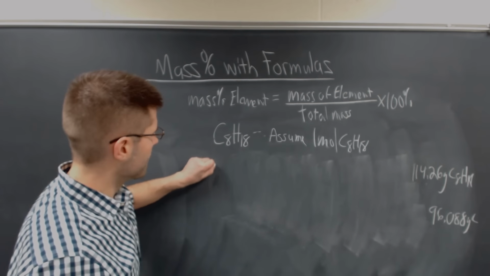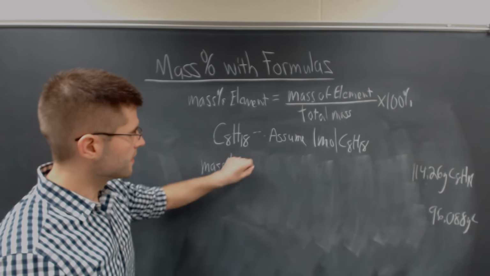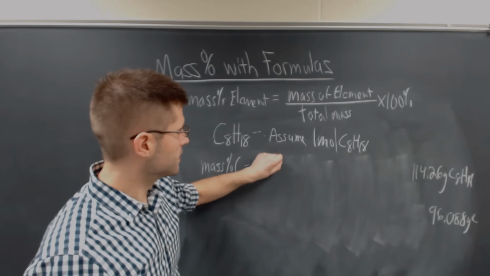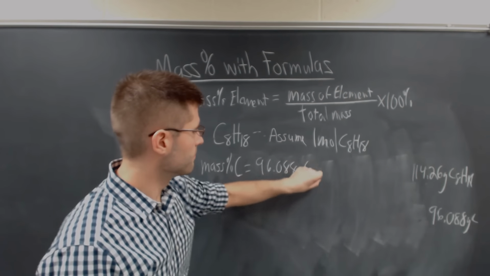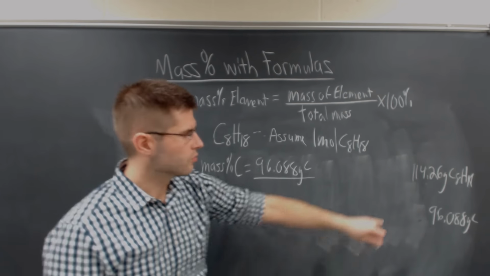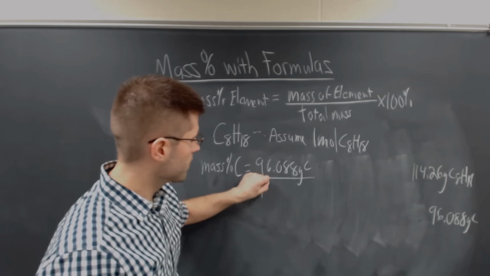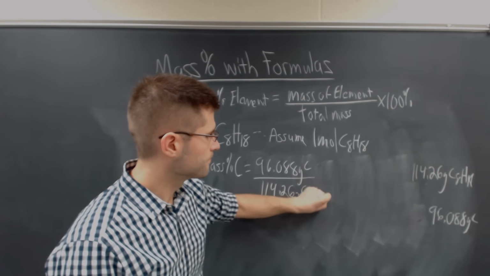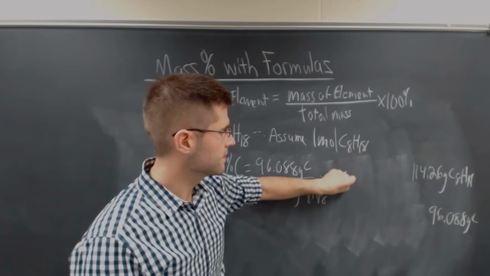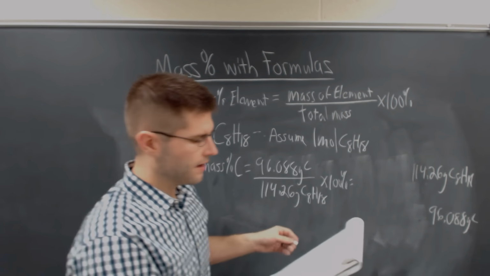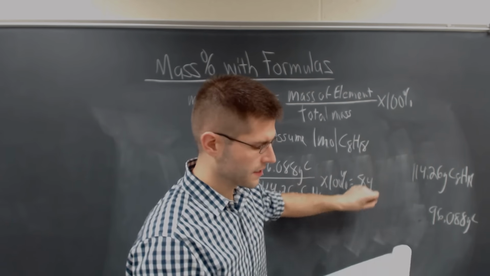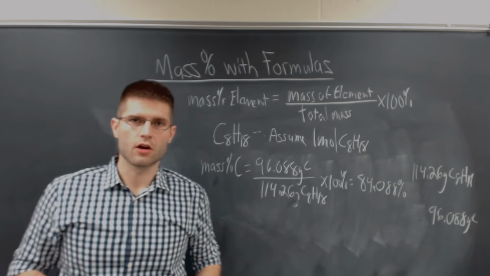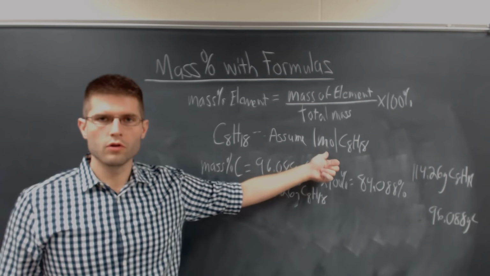So now if I wanted to say the mass percent of carbon is going to be equal to the mass of carbon, which is given here, 96.088 grams of carbon, over the total mass of the molecule, which we calculated, 114.26 grams C8H18. Multiply that number by 100%. We end up getting a value of 84.088%.